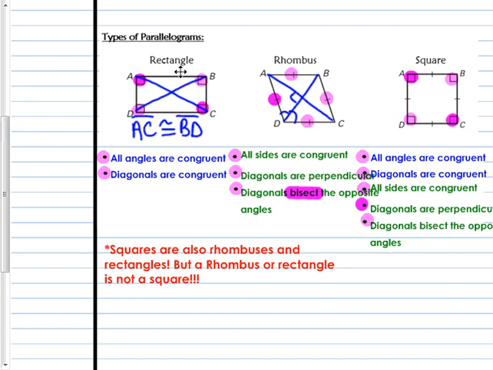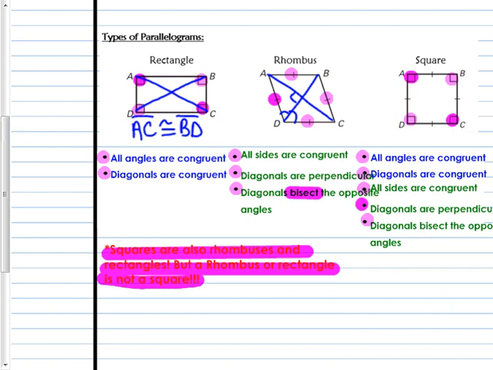So note down here, squares are also rhombuses and rectangles, but a rhombus is not a square. Okay? So you can say if you see a square, you can call it a rectangle, but if you see a rectangle, you cannot call it a square. Okay? So a square has all of the rectangle properties and it has all of the rhombus properties. So a square is a rectangle and a square is a rhombus, but the opposite is not true.